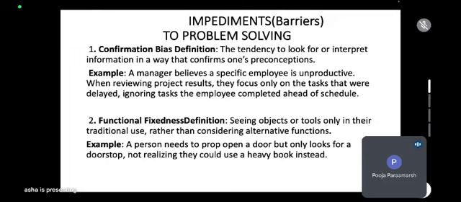Here I have given an example where a person needs to hold a door open but only looks for a door stopper, not realizing that they could use a heavy book instead. It happens that we always look for a door stopper. If there is no door stopper, we think we can't stop the door. But we need to think about how to keep the door from closing.